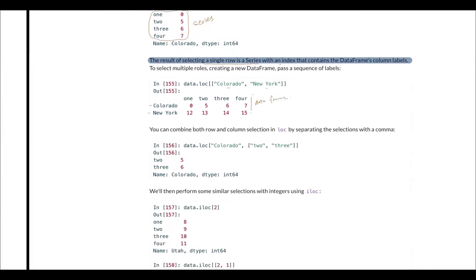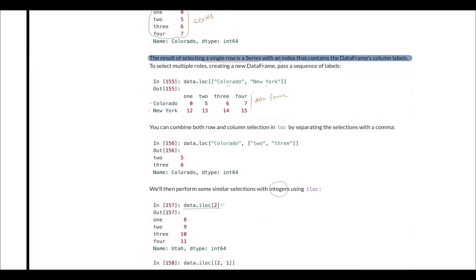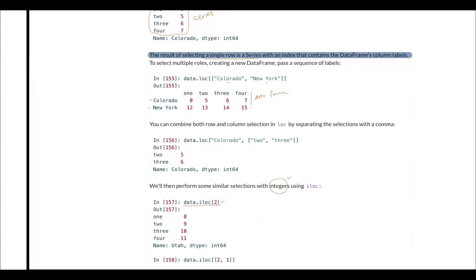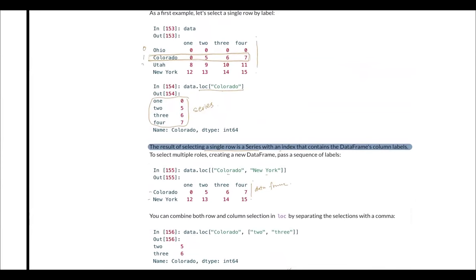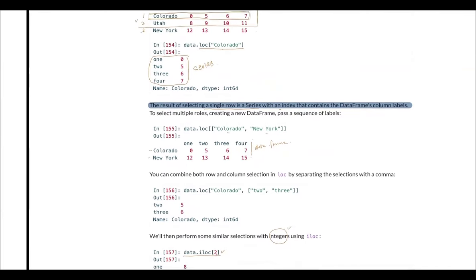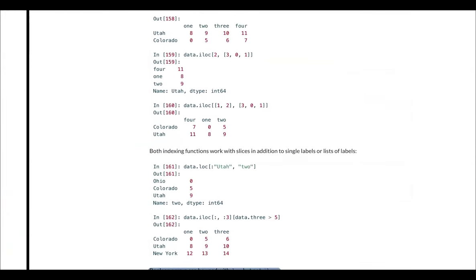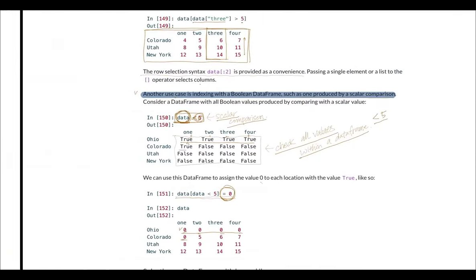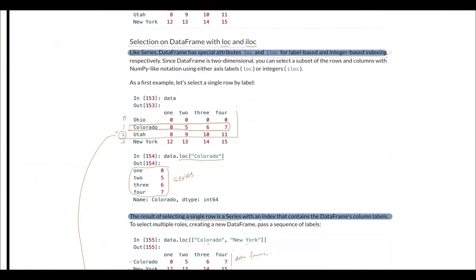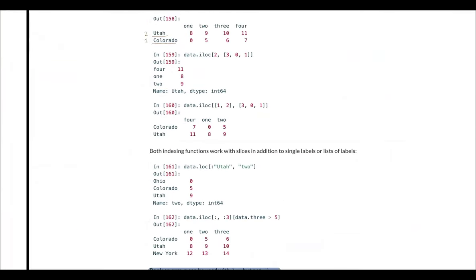And then we can also do iloc, using some integers here. iloc with 2 means 0, 1, 2, so the Utah row is going to be extracted. Also the same thing here with 2 and 1, which means 2 is the Utah one and 1 is the Colorado one. Because when you see here, 2 is Utah and 1 is Colorado. Based on that row order, it lists those data in that order.